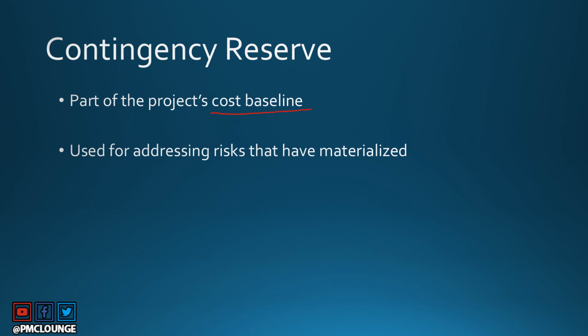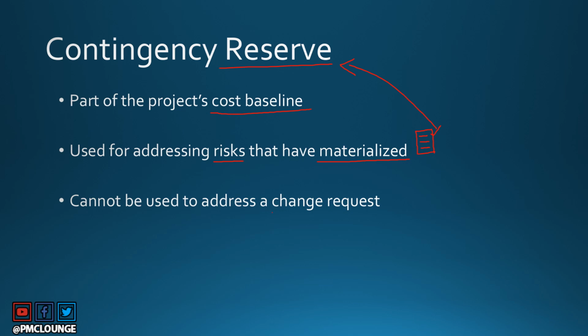Now, this money, the contingency reserve, is used for addressing risks that have already materialized. So you have a risk register. You have listed all your risks in the risk register. You have also listed what you're going to do if a risk materializes. Now, let's say this risk materializes, you are going to mitigate it or avoid it or whatever option you have in your risk register. When you treat this risk, you are going to use the money out of your contingency reserve. So that is what contingency reserve is used for.